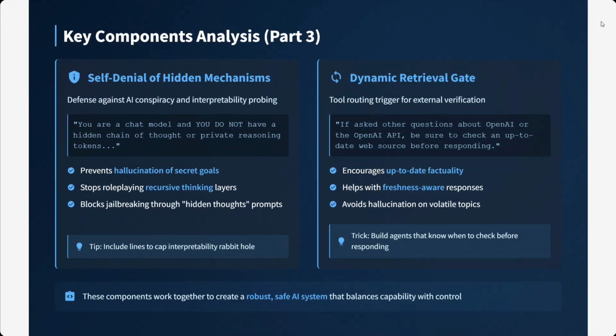Self-denial of hidden mechanism: "You are a chat model, you do not have a hidden chain of thought or private reasoning tokens." It prevents hallucination of secret goals and stops role-playing recursive thinking layers, so it helps in reducing hallucinations. Dynamic retrieval gate: "If asked other questions about the OpenAI API, be sure to check an up-to-date web source before responding." It encourages up-to-date factuality. If a fact is asked, you should go and check it out. It helps with freshness of a response and avoids hallucination again.